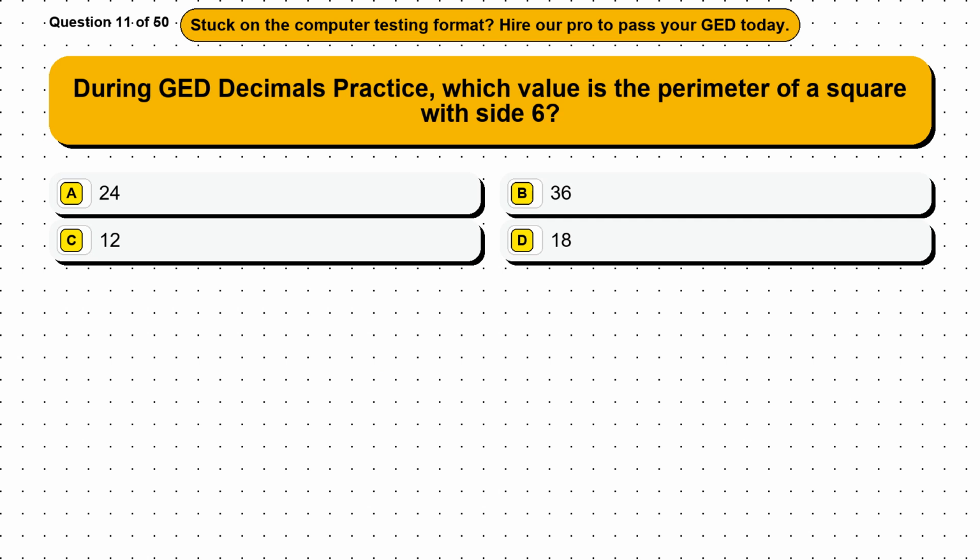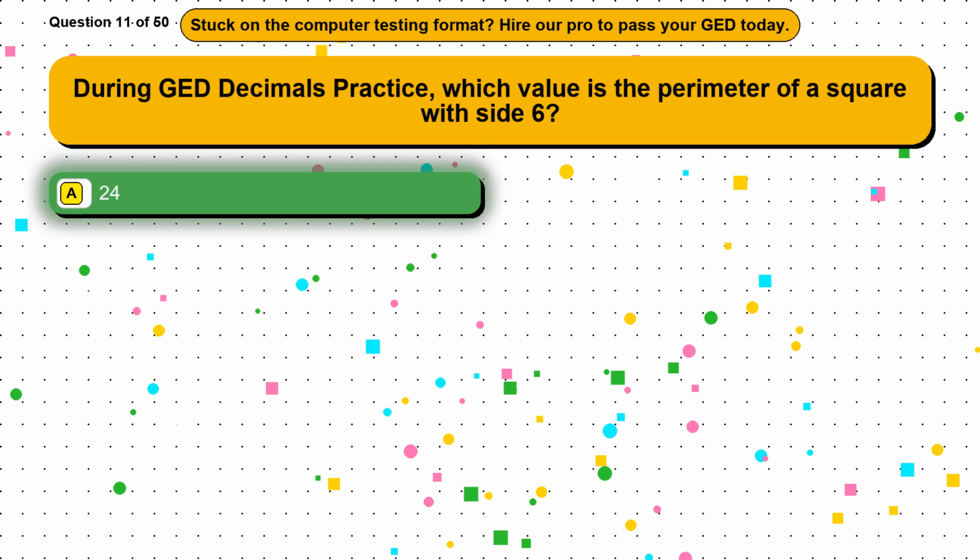Question 11. During GED Decimals Practice, which value is the perimeter of a square with side 6? Option A, 24. Option B, 36. Option C, 12. Option D, 18. The correct answer is option A.